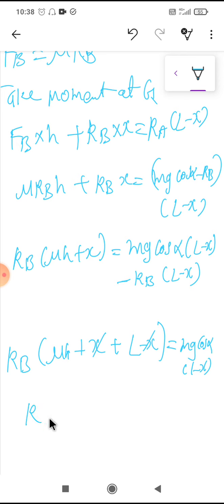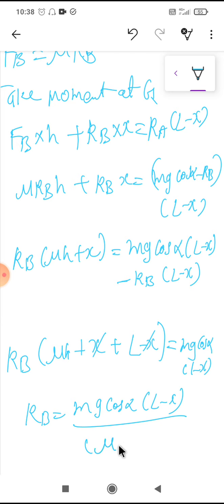So RB, if I take this term on the denominator side, I am getting RB equal to mg cos alpha into L minus x divided by mu h plus L. This is the value of RB.